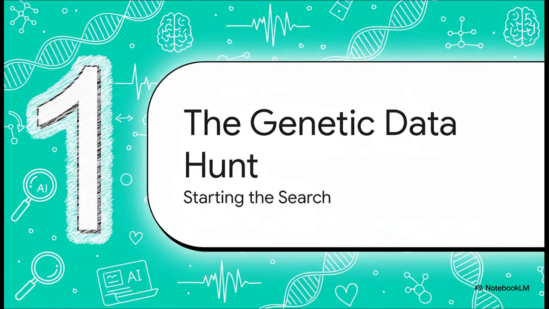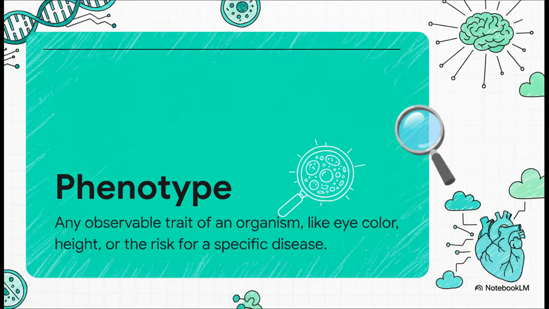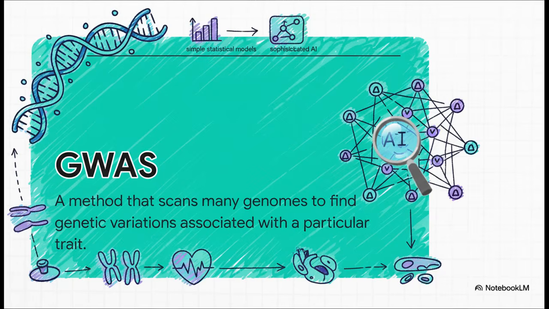To start this genetic data hunt, we have to begin with the basics. First things first, we need to know what exactly we're even looking for. So, in the world of genetics, that what, the thing we're trying to understand, is called a phenotype. It's really just any trait you can see or measure. It could be super obvious, like your eye color or your height, or it can be way more complex, like your specific risk for a disease. That's our target. And for a long time, the go-to tool for this hunt has been something called a genome-wide association study, or GWAS for short.